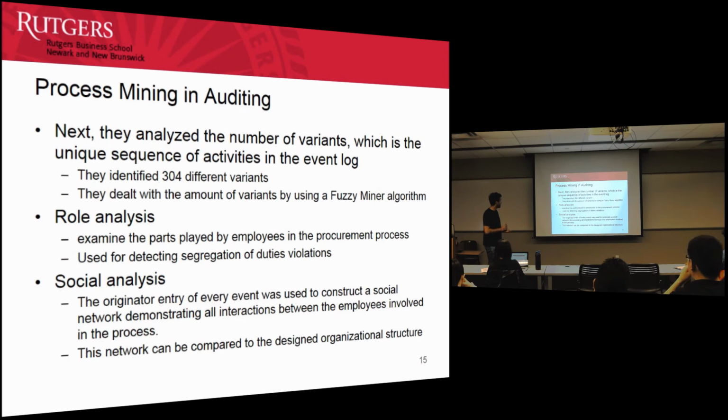They also did role analysis to examine the parts played by employees in the procurement process. This is usually used to detect segregation of duties violations. So you can't have the same person, for example, sign and pay the money, and you can check that by using the metadata in the historical database.